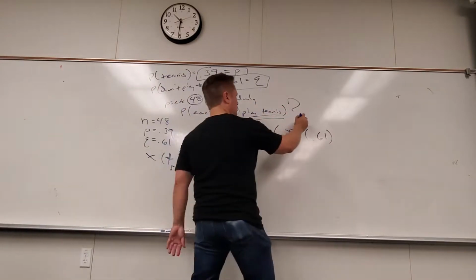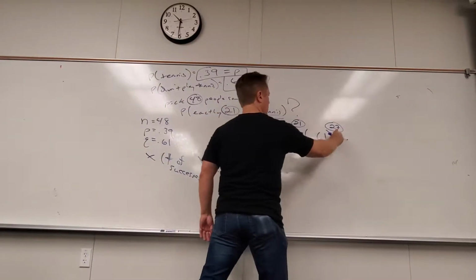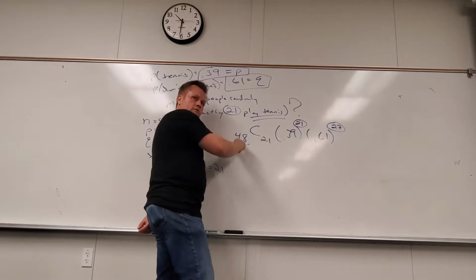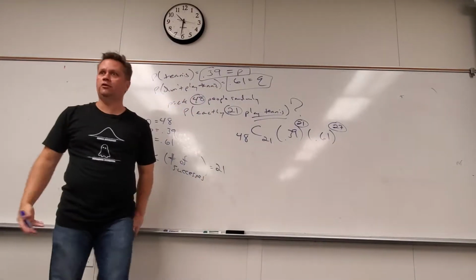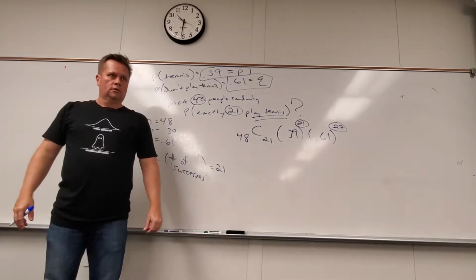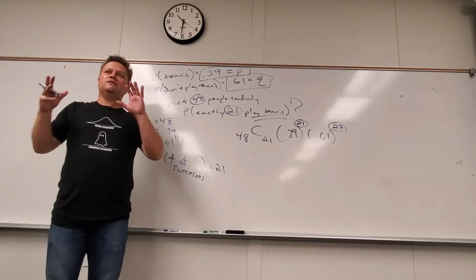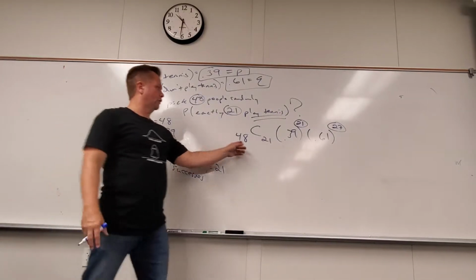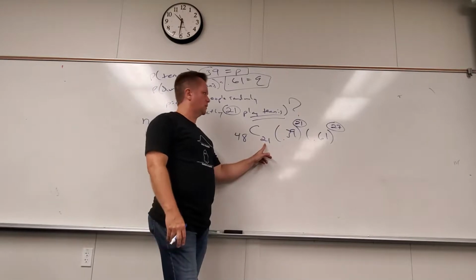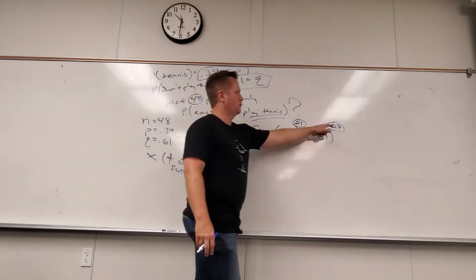Where did they get 27 from? These two have to equal each other. They make 48, because there are 48 total people. This formula is a sentence. I have 48. I want to choose 21 of them to do something. So 21 do this, and the rest do that.